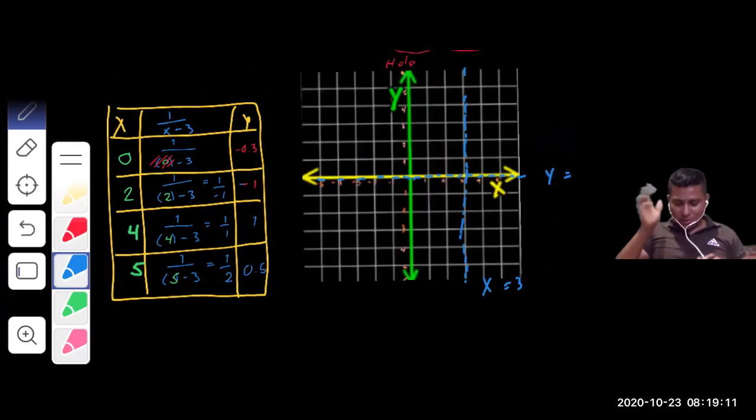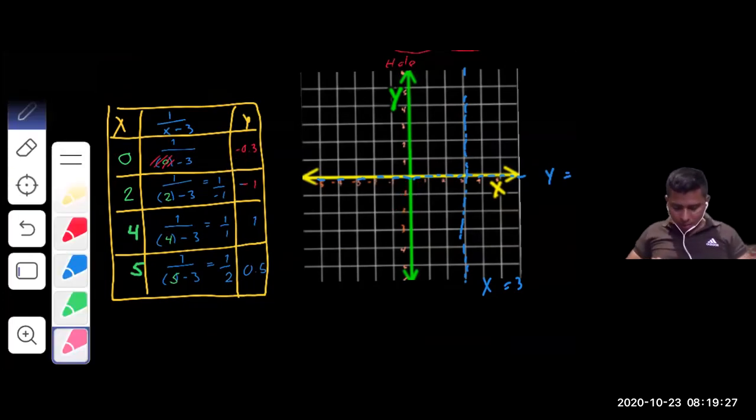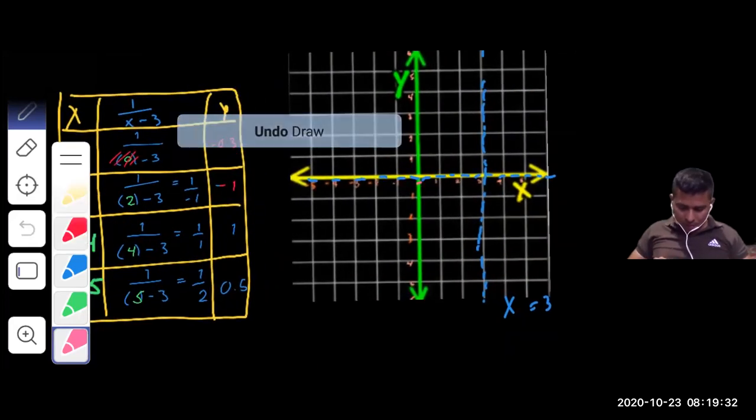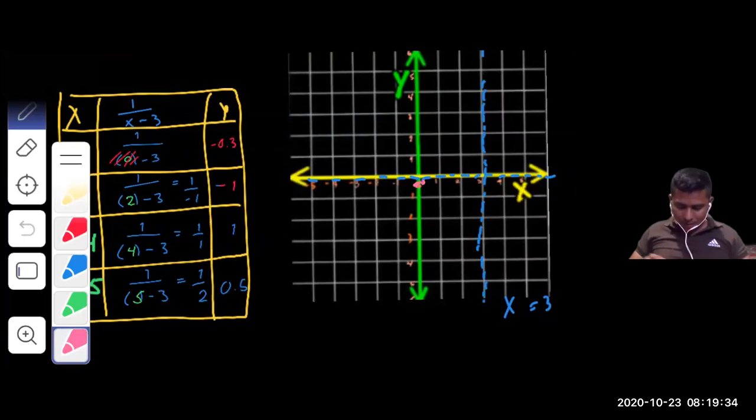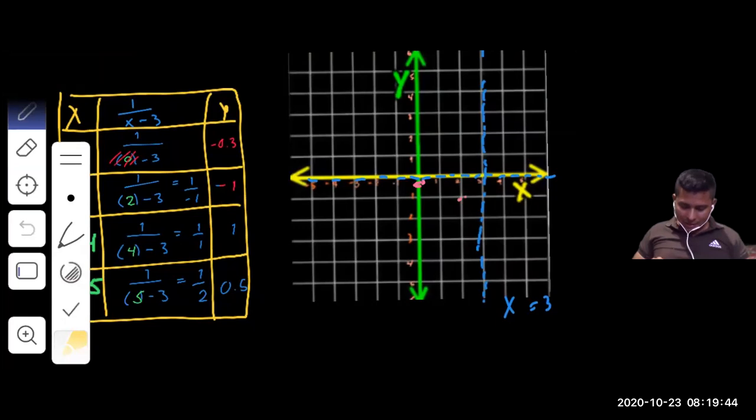Okay, this is what we got. Let's plot the points, guys. 0 with negative 0.3. Negative 0.3 is going to be a little bit down, just not that much. Okay, let's say that is the point. And the other one, 2 for x, negative 1, 1 unit down. And we already know how the behavior is going to be, right?